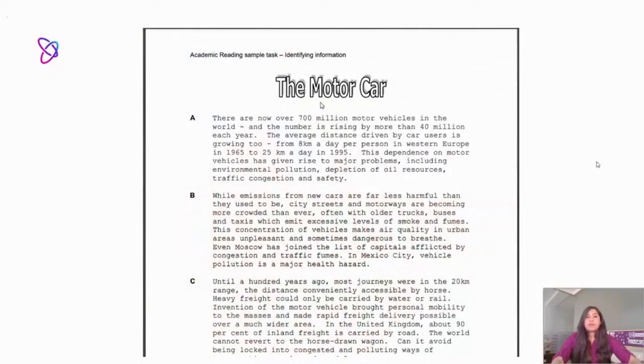So here I have an example. You can also look at the title. Look at the first sentence. There are now over 7 million motor vehicles in the world, and the number is rising by more than 40 million each year. And also the ending sentence of this paragraph, which is, this dependence on motor vehicles has given rise to major problems, including environmental pollution, depletion of oil resources, traffic congestion, and safety.